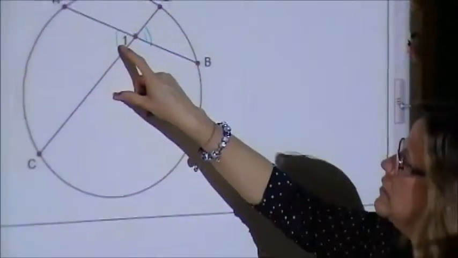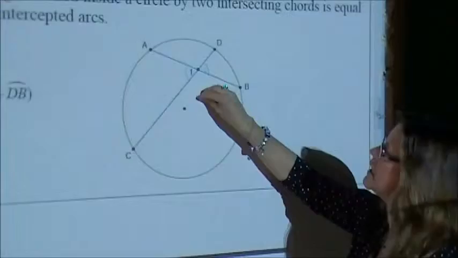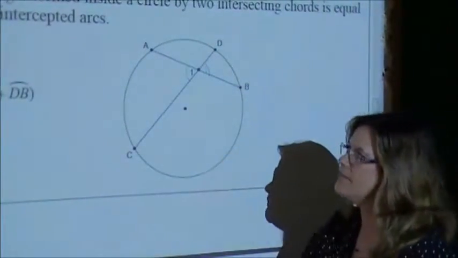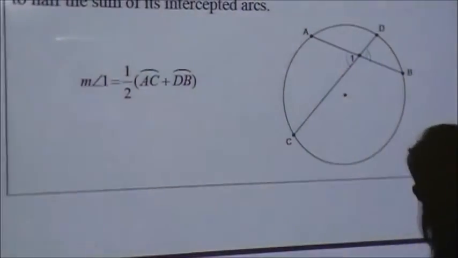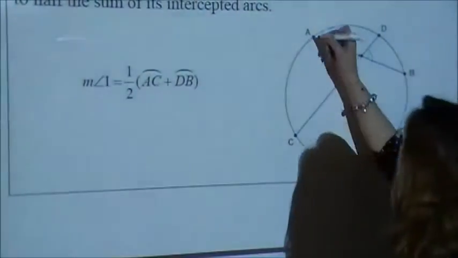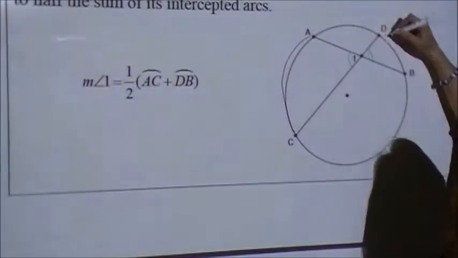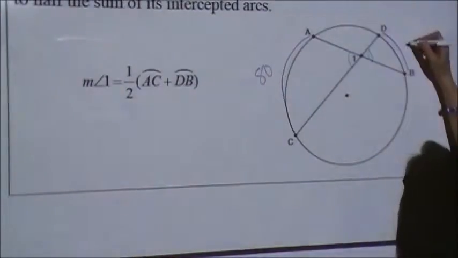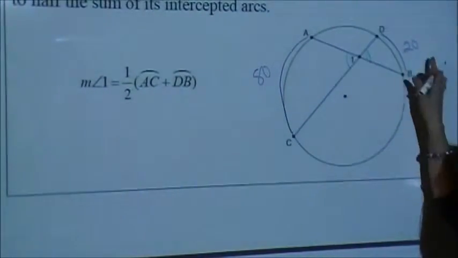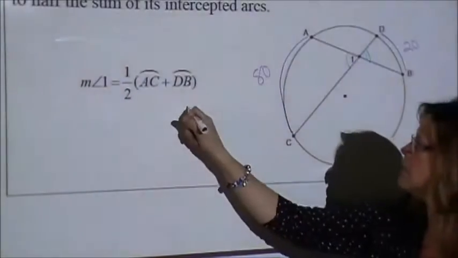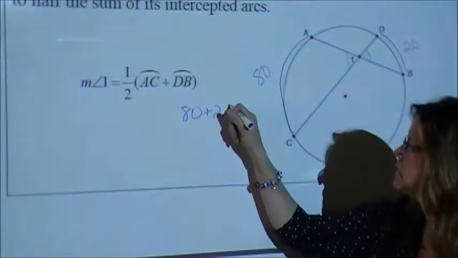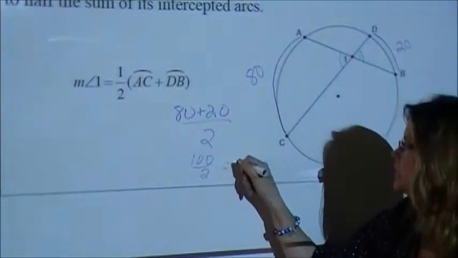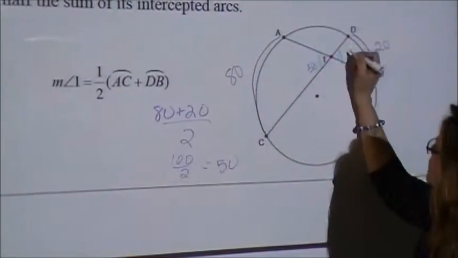The measure of an angle, either one, formed inside a circle by two intersecting chords is equal to half the sum of its intersected arcs. So you have arc AC, you have arc BD. So what I'm telling you is if that's 80 and this is 20, if you know the arc measures, you can figure out that angle measure. You would just take 80 plus 20 and divide that by 2. So it would be 100 divided by 2, which would be 50. Each of these would be 50 degrees.